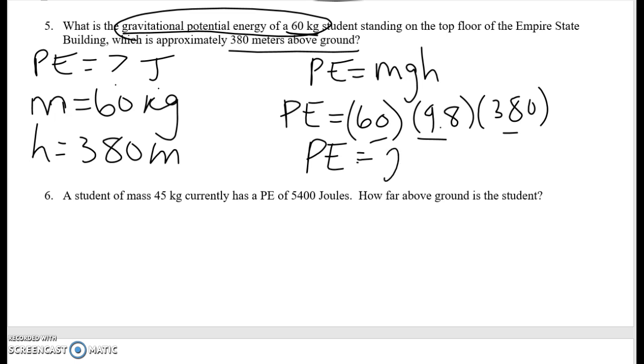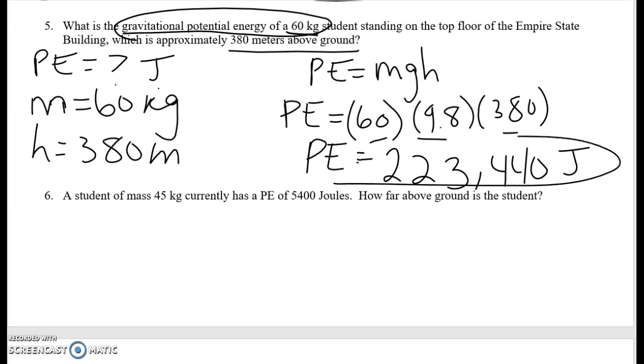And it's going to give me 223,440 joules is my final answer. So if they give me mass and height, I'm just plugging everything in. I'm getting my potential energy.